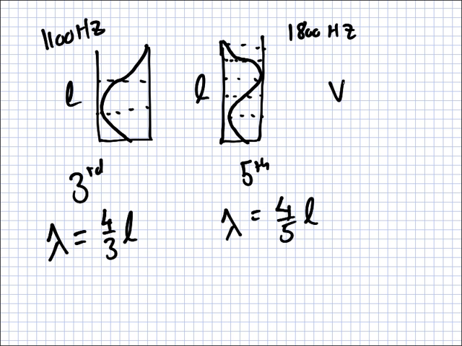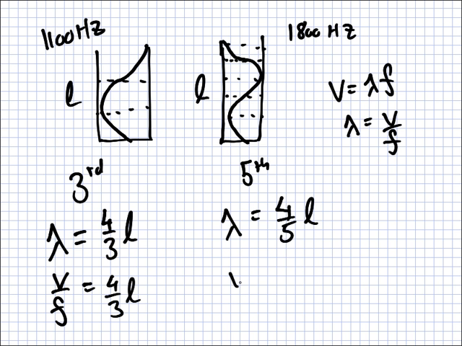Now, we can use the formula v equals lambda f. So I can change this if I want to. I need to get in the f. So lambda is v/f. Here I can change this into v/f equals 4/3 L and v/f equals 4/5 L. Now of course these f's are different for each, okay? So I'll write f1 and f2. But the L's are the same.